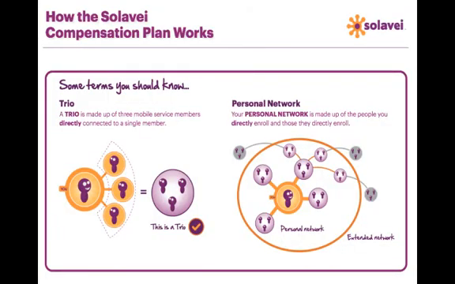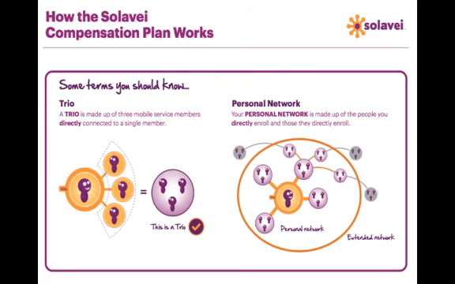Let's get into the compensation plan. The compensation plan is based on trios. A trio is made up of 3 mobile service members directly connected to a single member. In it, you have your personal network and your extended network. Your personal network is made up of the people you directly enroll and those they directly enroll.